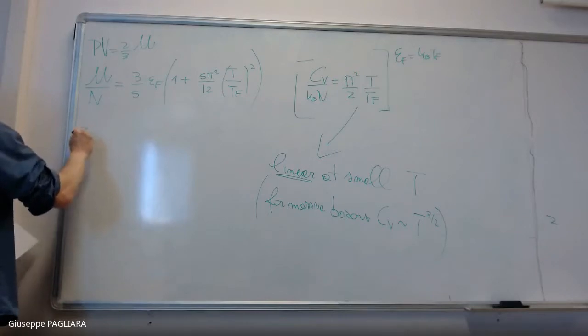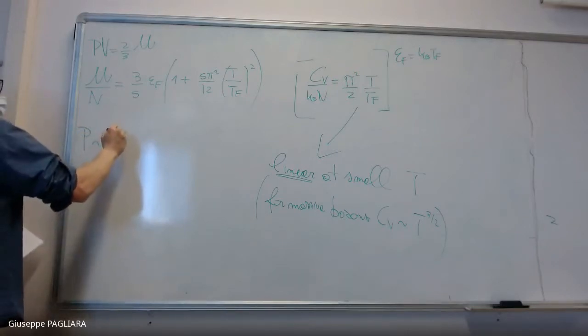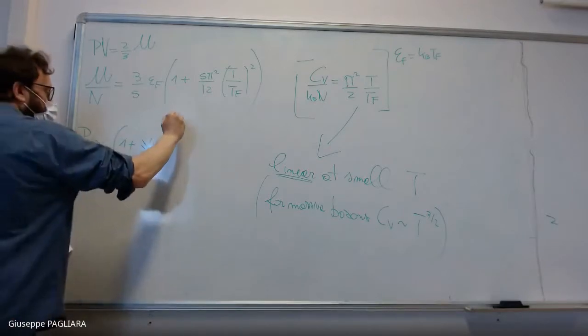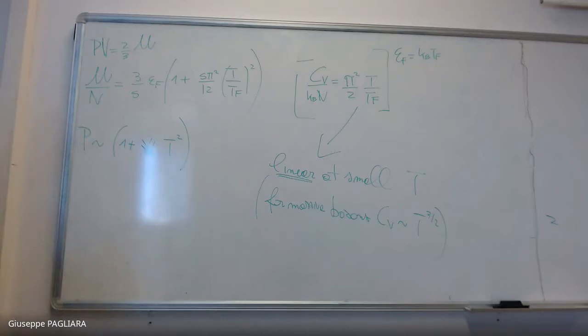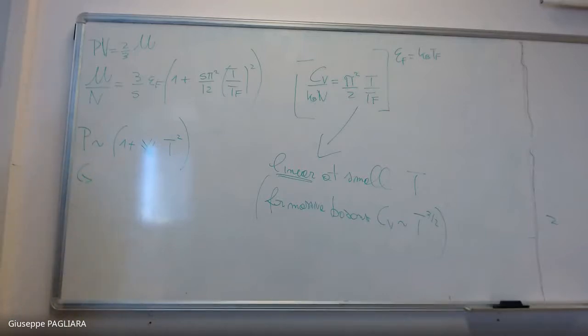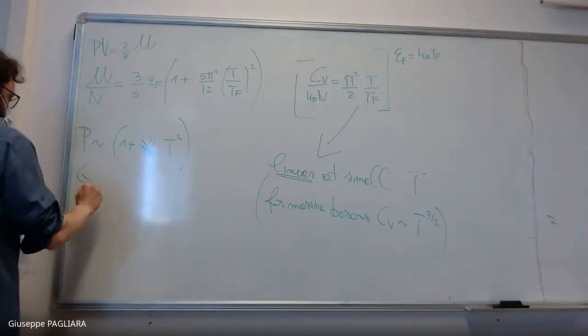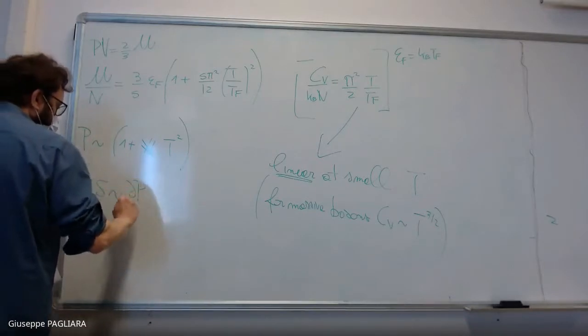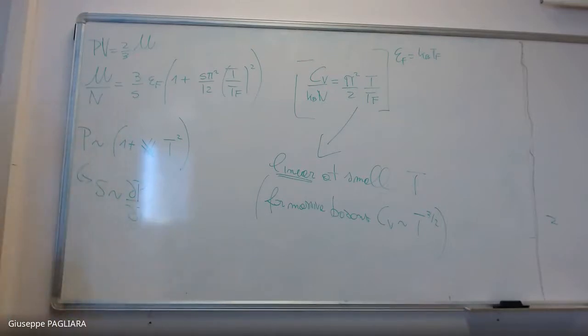Now the pressure gets a contribution which is of order T squared when going from zero temperature to a finite but small value of the temperature. Now the entropy can be computed as the derivative of the pressure with respect to the temperature. Entropy is proportional to the derivative of P with respect to T, because P is proportional to the grand potential. Actually, PV is minus the grand potential.